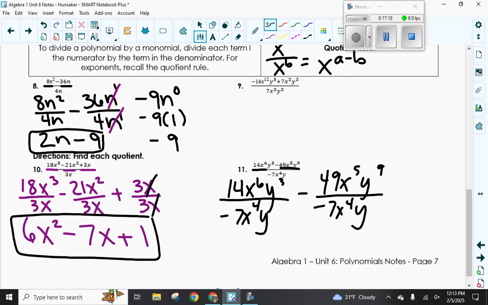So 14 divided by negative 7 is negative 2. If I have 6 x's and I divide out 4, I should have 2 left. If I have 3 y's and I divide out 1, I should have 2 y's left. So there's my first term. Negative divided by a negative is going to be a positive. 49 divided by 7 is 7. If I have 5 x's and I divide out 4, I have 1 x left. 9 y's divide out 1, I have 8 y's left. Those are not like terms. Do not combine them. Okay?